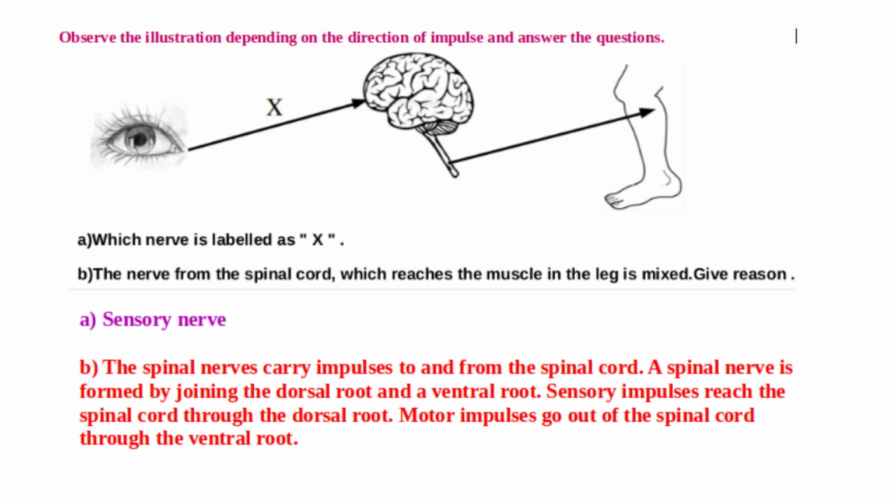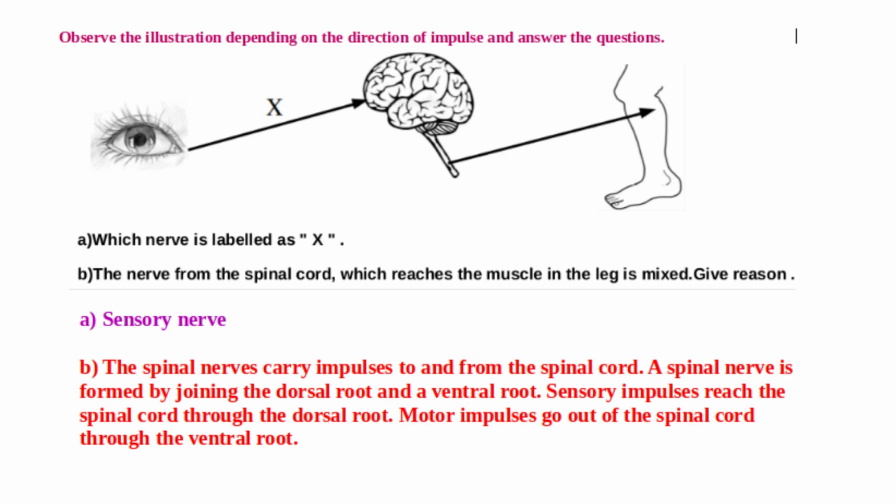Here the impulse travels from the sense organ eye to the brain. We know the nerves which carry impulses from sense organs to the brain are sensory nerves. So the answer is sensory nerve. Second question, the nerve from the spinal cord which reaches the muscle in the leg is mixed, give reason. Here the answer is analyzed in the previous question. We know the spinal nerve carries impulses to and from the spinal cord, and a spinal nerve is formed by joining the dorsal root and ventral root. So sensory impulses reach the spinal cord through the dorsal root, and motor impulses go out of the spinal cord through the ventral root.